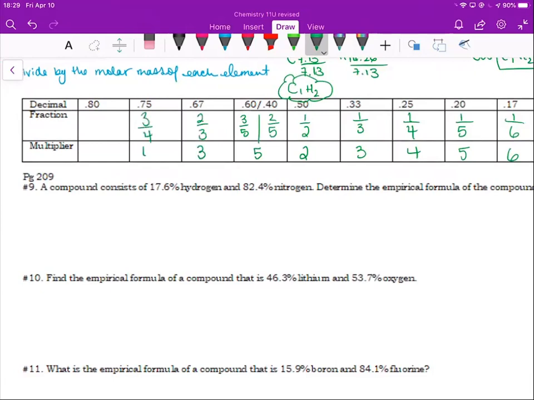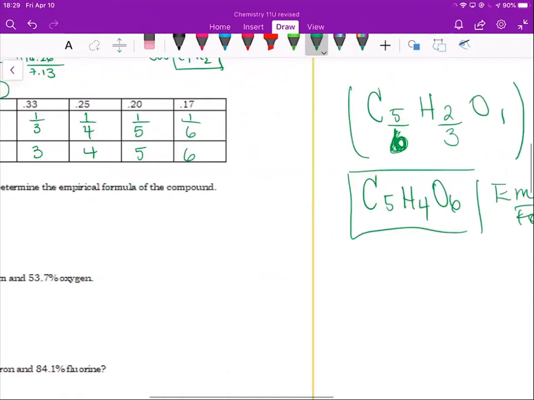0.75 is 3 over 4. You multiply everything by 4. And 0.8 is 4 over 5. You multiply everything by 5. Okay. So what you were thinking, what is she talking about, this multiplier? It's this big number over here.